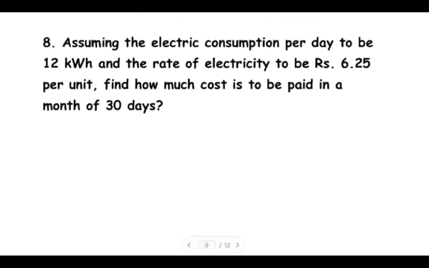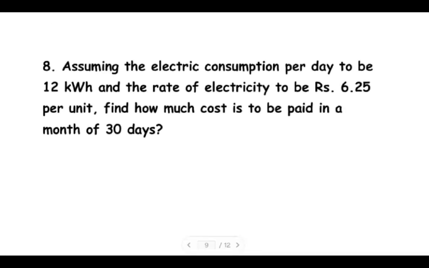What do we have next? Assume the electric consumption per day. So electric consumption is already given. Per day is 12 kilowatts. And the rate of electricity to be calculated by is 6.25 per unit. Find how much cost is to be paid in 30 days. So first we'll have to find out for 1 day.